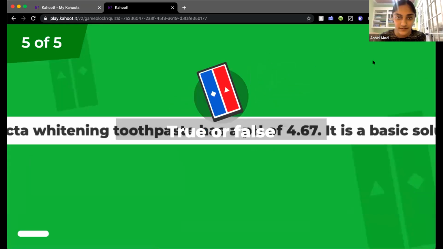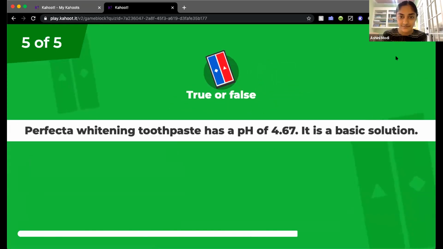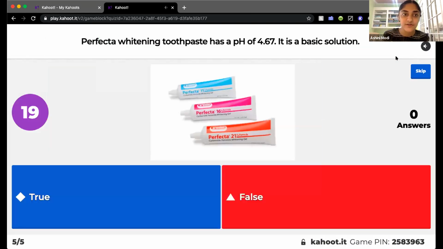And one more question. True or false? Perfecta whitening toothpaste has a pH of 4.67. It is a basic solution. Is this true or is this false?